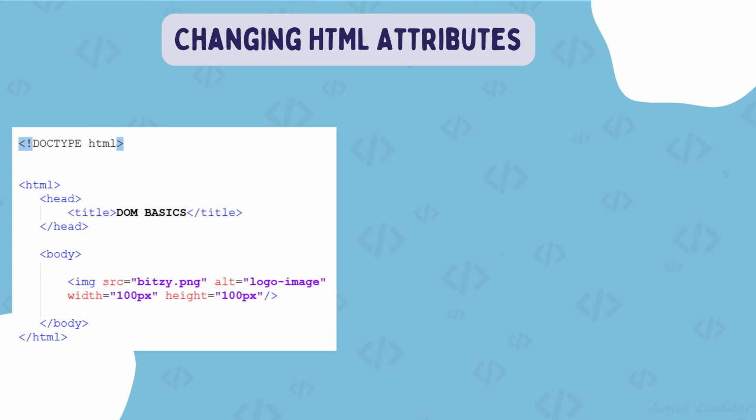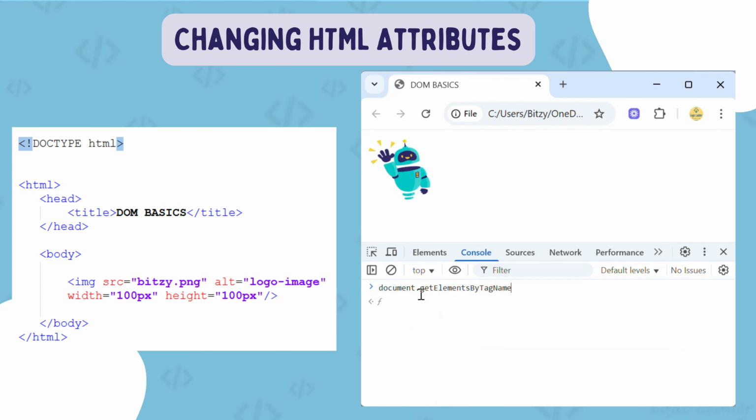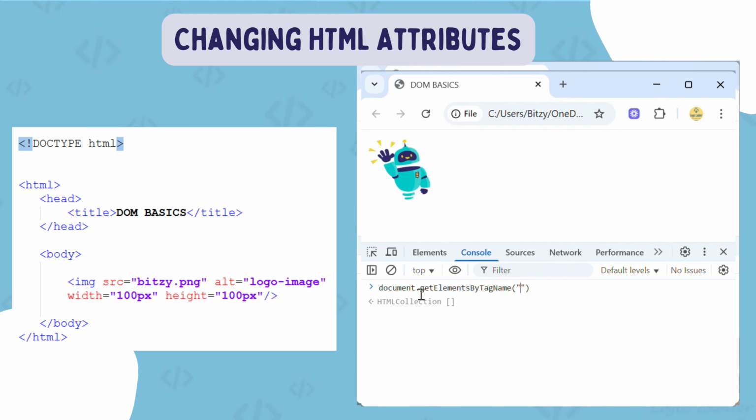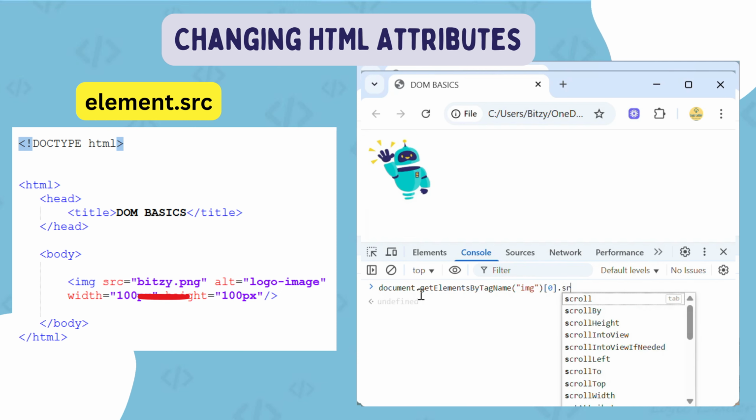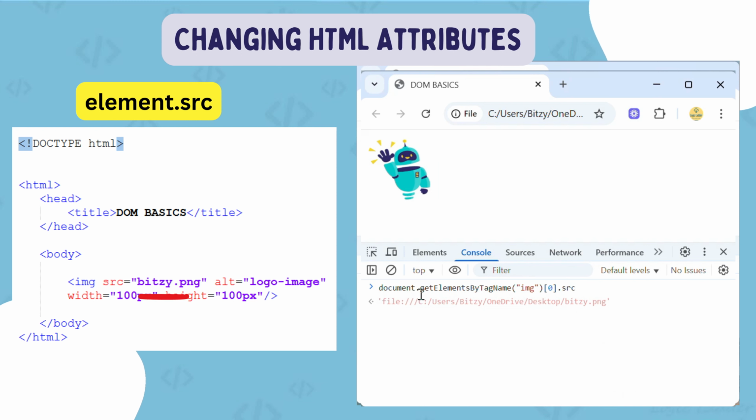JavaScript can also change an element's attributes. For example, we can swap out the source of an image, so your logo changes instantly. First select your image element, then write the .src property and give the URL of the new file. You can see your image changes.